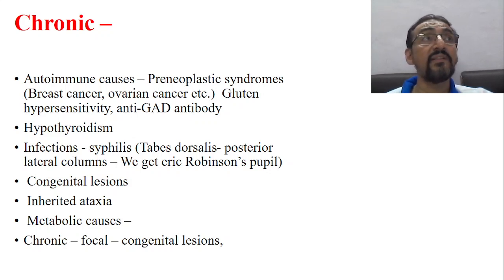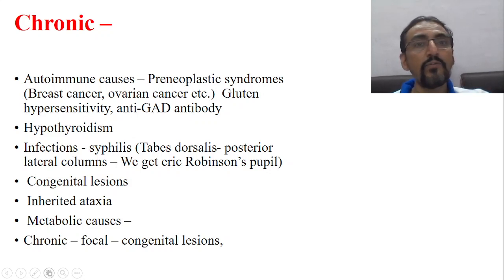Some of the infections like syphilis may even cause chronic ataxia. Tabes dorsalis, posterolateral columns, so we get Argyll Robertson pupil, etc. I think you may be knowing it. Then congenital lesions also cause ataxia slowly. Similarly, inherited ataxias, again they are slow. Friedreich's ataxia and ataxia telangiectasia. So they are all gradually progressive ataxias.